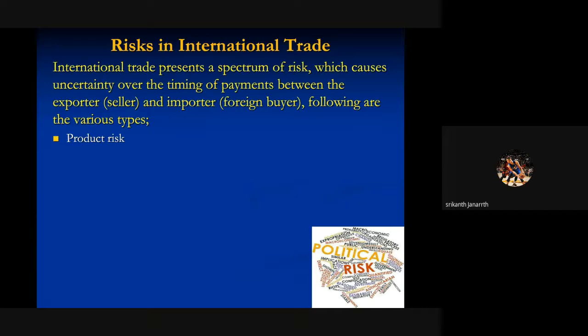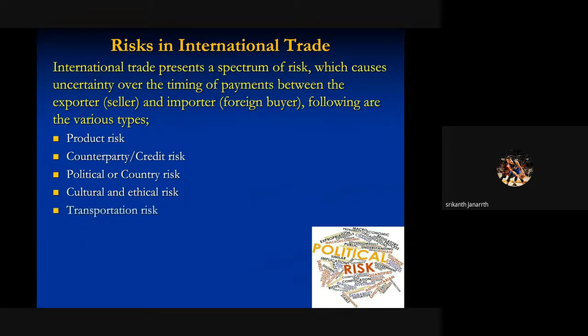there are a lot of risks involved, but we are only discussing the more relevant ones, considered key risks. So product risk, the product itself. Counterparty, which is the credit risk. Counterparty means the other party, the trustworthiness of the other party. Political and country risk is very important, where the political situation goes hand in hand with the country situation. Environment, everything comes there. Cultural and ethical, each country will have its own culture and ethics. How that is going to make a risk factor. Transportation is a very important risk in international trade. Transportation risk, yes, that is where most damages take place.